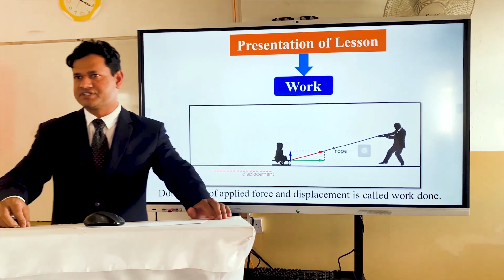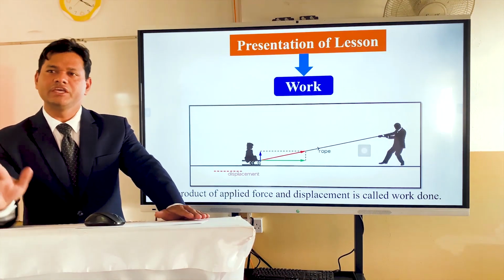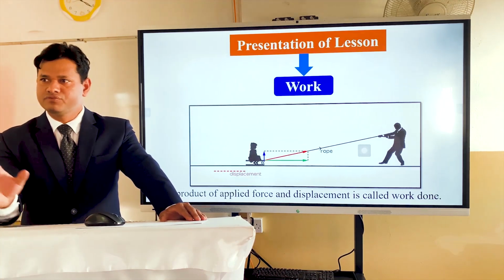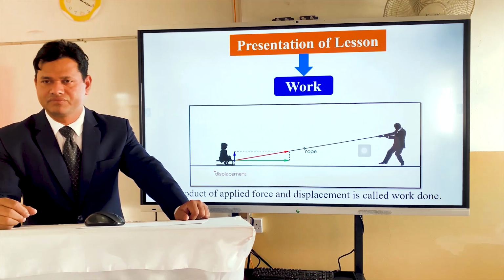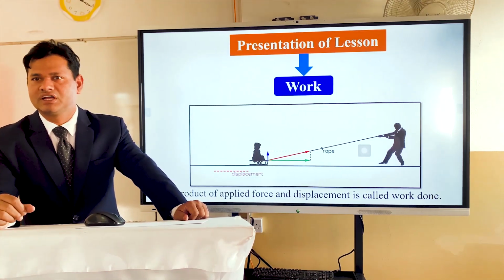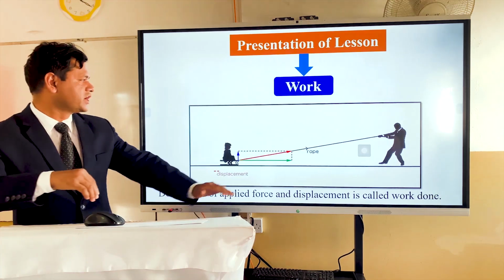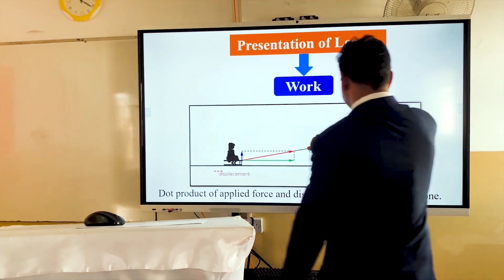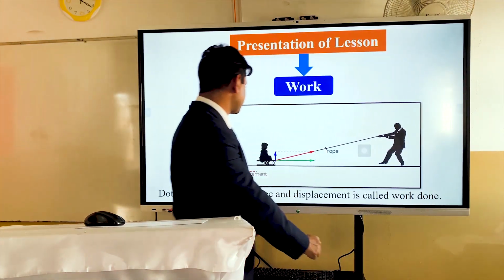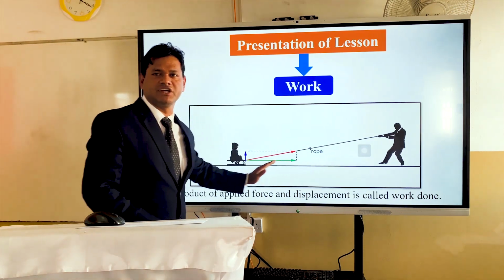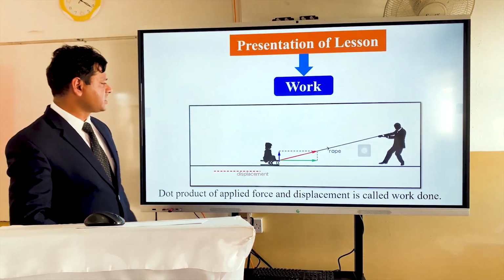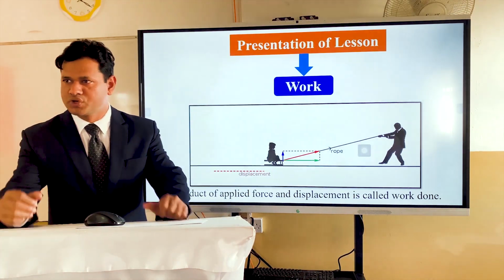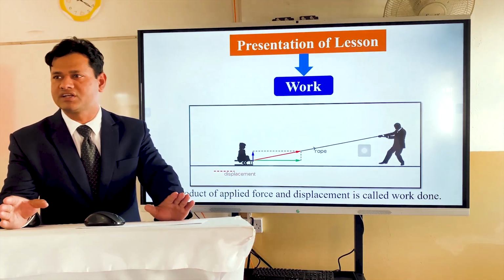But according to physics, for doing any work, you have to apply a force and the object must have a displacement. If you have force and displacement, then you will get the work done. So this is according to physics. Now we are studying physics, so we have to think this way. So look at this picture, what is going on here? The person is pulling this car or toy by rope, okay? And the toy is going forward. That means displacement is going on. So we are applying force and we are getting displacement. So if we multiply force and displacement together, then we will get the work done.